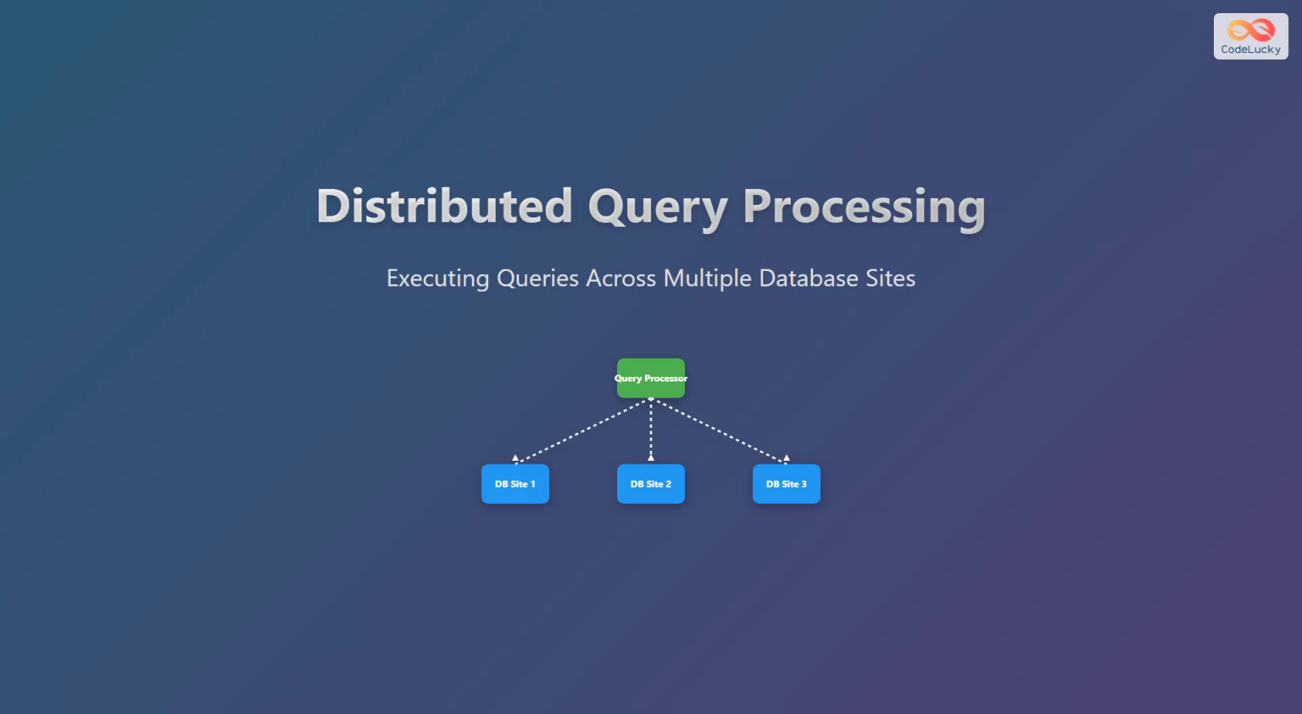These databases are labeled as Database Site 1, Database Site 2, and Database Site 3. The central query processor communicates with each of these sites to gather the necessary information to fulfill the query. Dashed lines with arrows indicate the communication pathways between the query processor and the individual database sites.